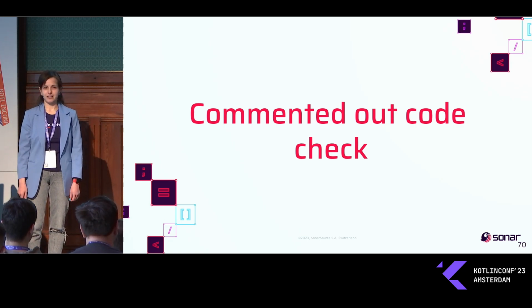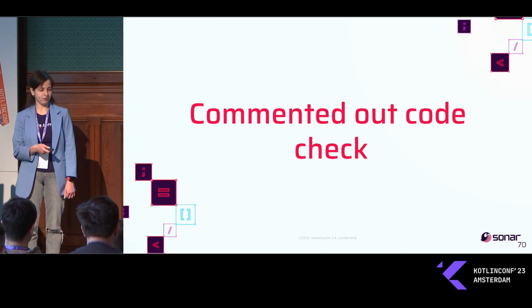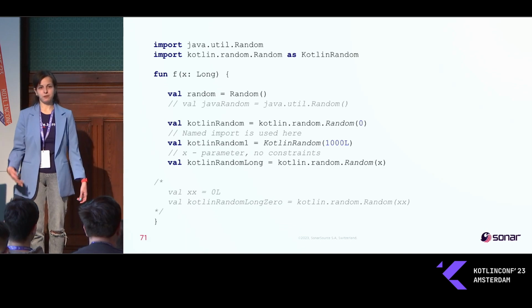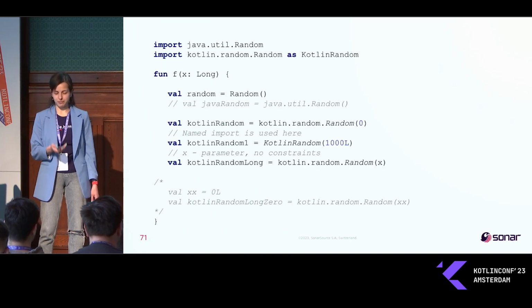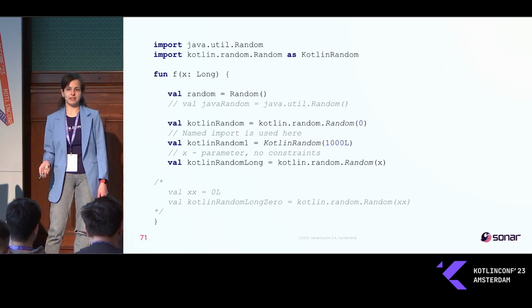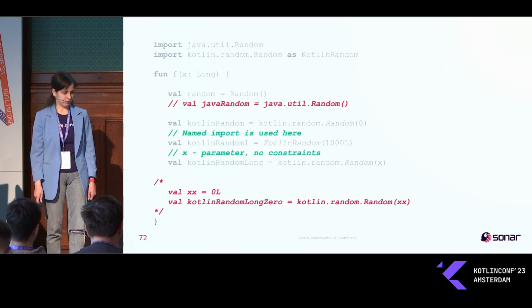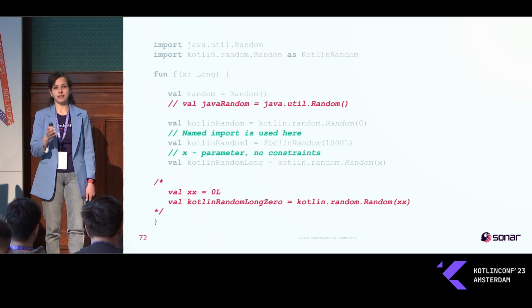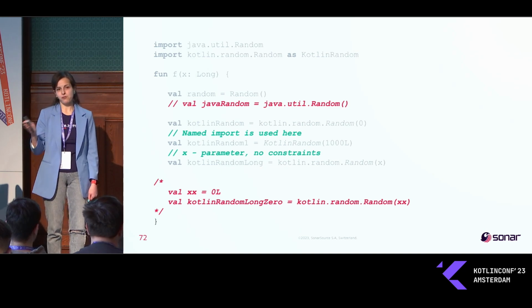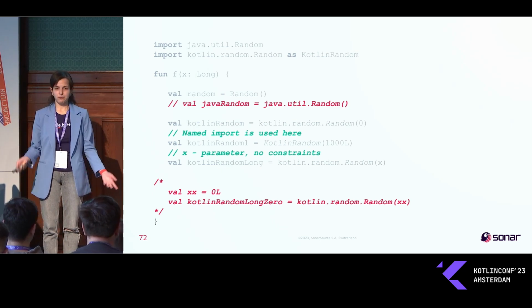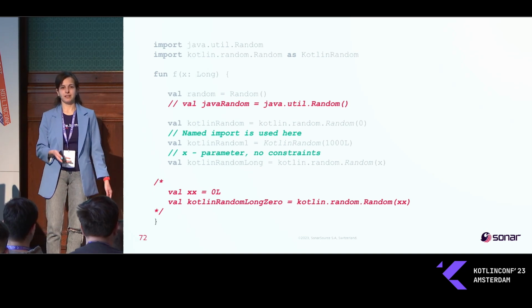One of the candidates for the bottleneck was actually this rule, the commented out code rule. What is this? In Sonar, we have a rule that if you comment out your code, we say, please don't do it because it's a bad practice. How did it actually work? We go through all the comments, and if we decide that a comment is code, we highlight it as a code smell. If we see that it's just a normal comment, we say, okay, let it be.